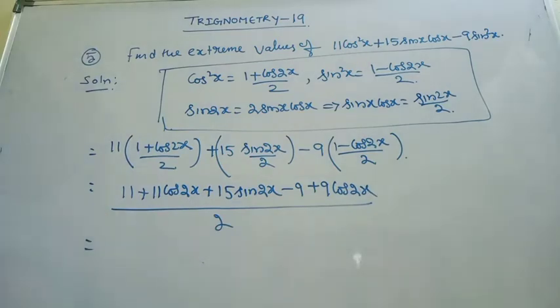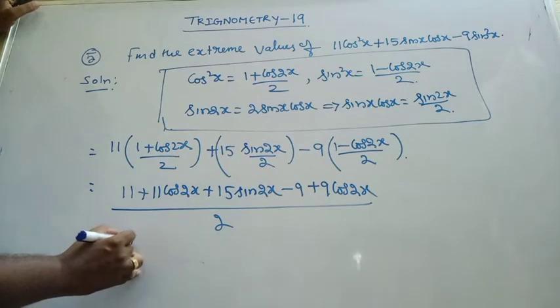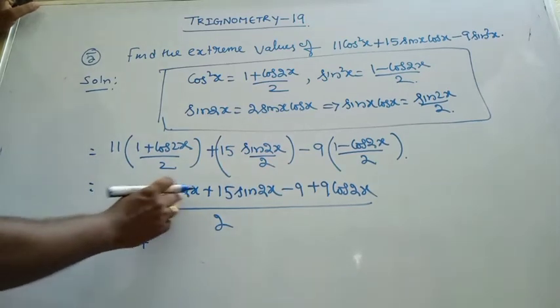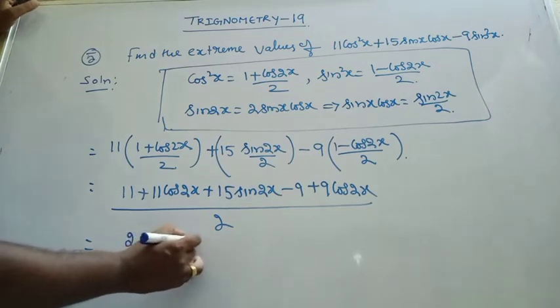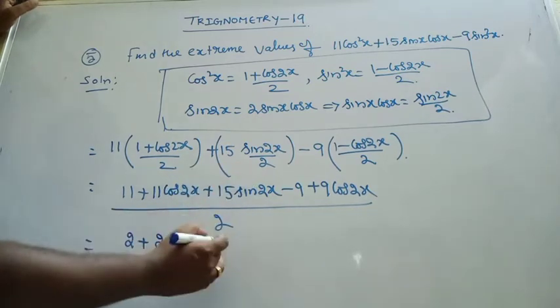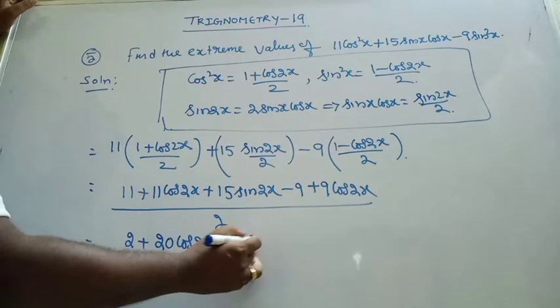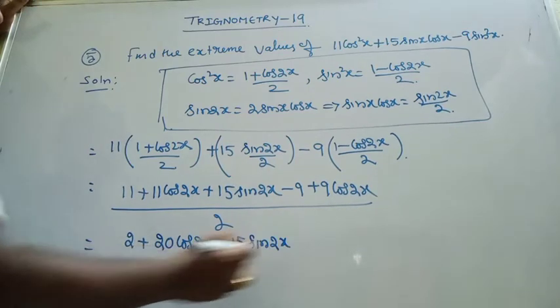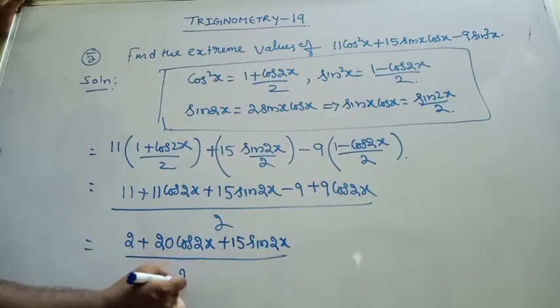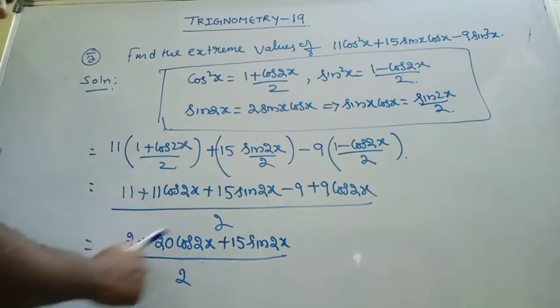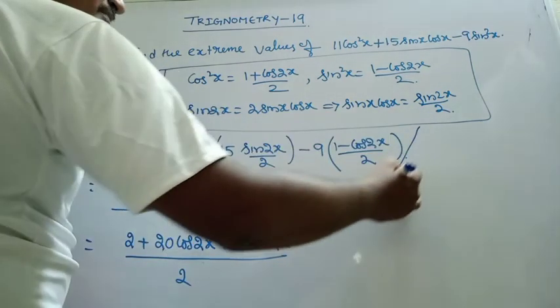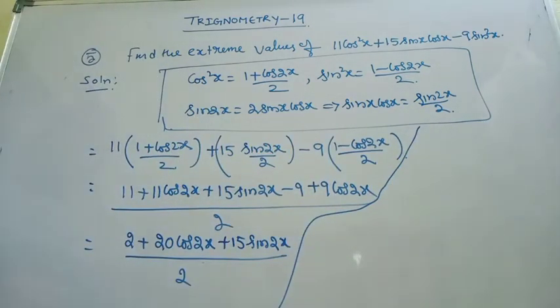And this is equal to 11 minus 9, which is nothing but 2, plus 11 cos 2x plus 9 cos 2x, that is 20 cos 2x, plus 15 sin 2x, whole by 2. For this we need to find the minimum and maximum values, right? First let us find the minimum and maximum values of this. You see how we are going to get it, my dear students.